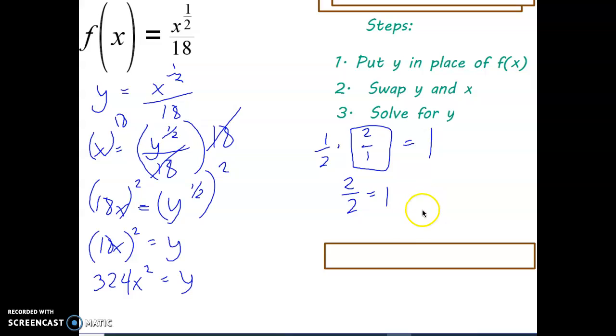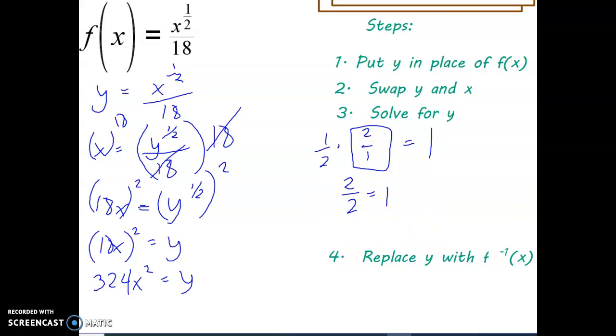And then my last step is going to be the same. Replace y with f inverse x. So f inverse x equals one of two choices, either 18x squared or 324 with no parentheses x squared. And you can give Delta Math whichever one it wants.